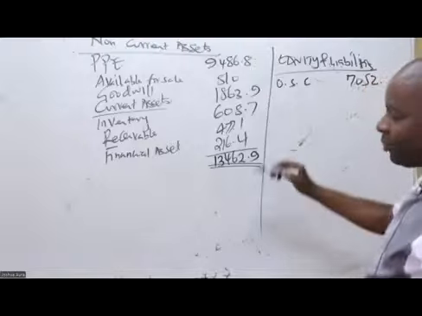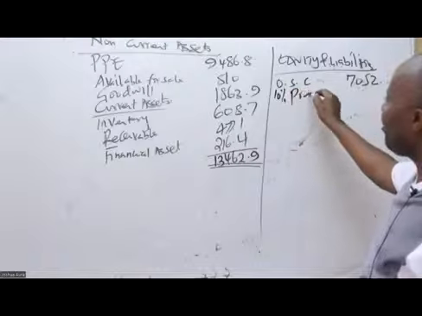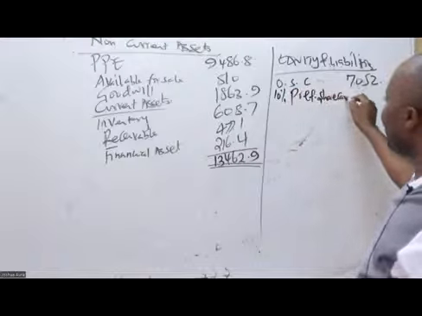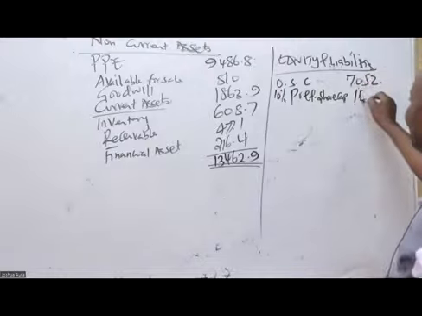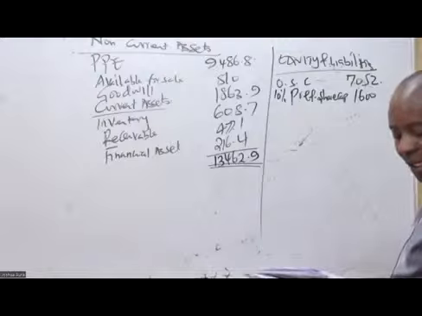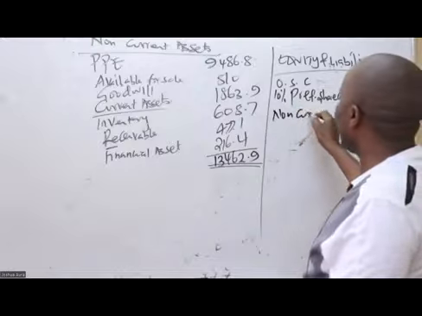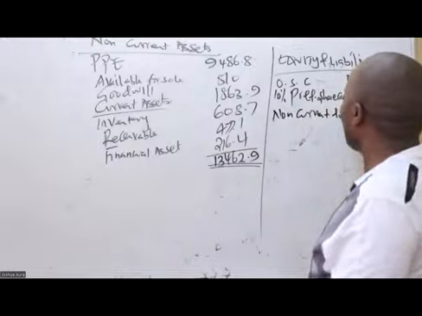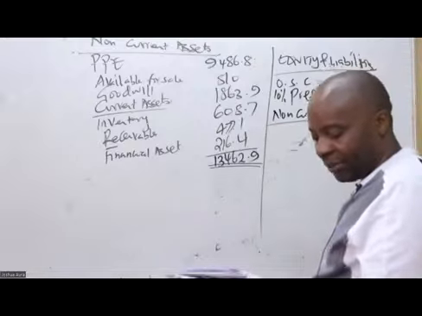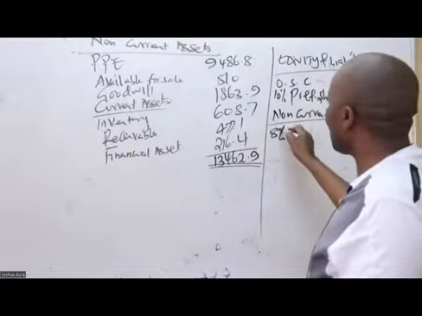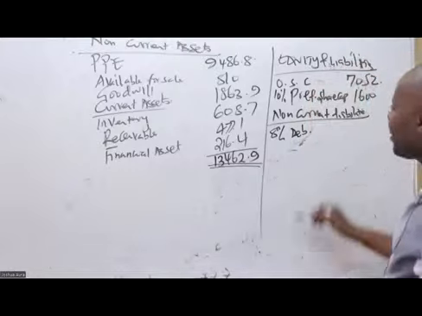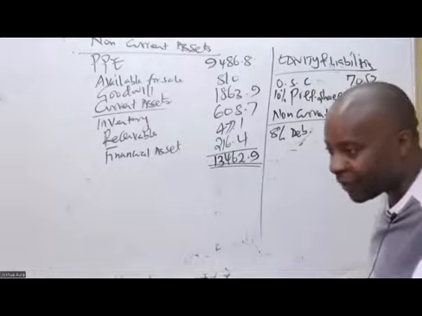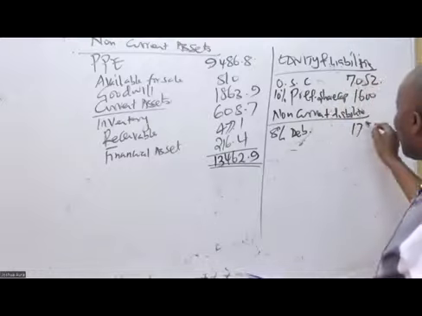Then we have 10% preference share capital. Do you remember that figure? How much? 1,600. Then we have, in this case here, non-current liabilities. We have 8% debentures. Are you able to remind us the figure you got for 8% debentures? 1768. Thank you very much.